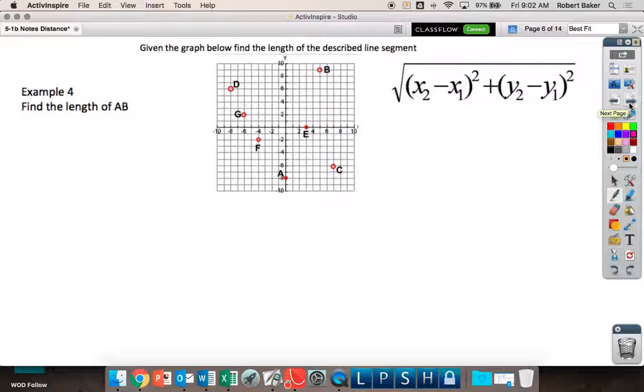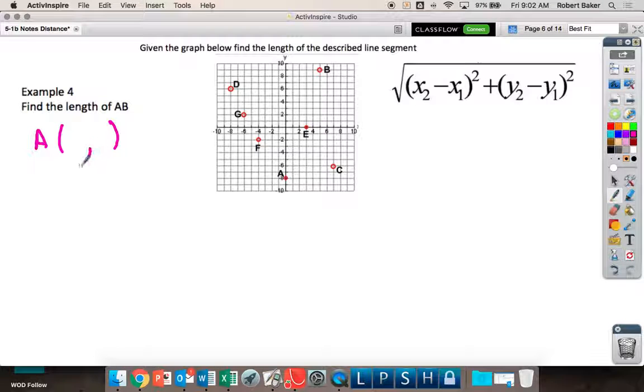So phase 2. In phase 1, I gave you the points. In phase 2, you must identify the points yourself. It says find the length of AB. So you must find A and identify its coordinate location correctly. You must find B and identify its coordinate location correctly. I will pause and wait for you to tell me where A is and where B is.